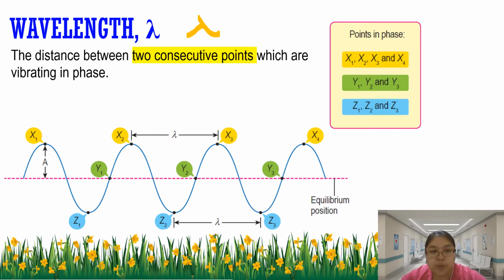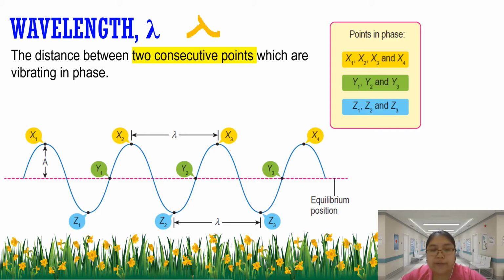So wherever you start, for example X1, if you want to count the wavelength, you must find the next consecutive crest. Then we call this a lambda. So X1 to X2 is a lambda. X2 to X3 also is a lambda. X3 to X4 also is a lambda. If I say X1 to X4 is lambda, your answer is wrong. We must find the consecutive one.